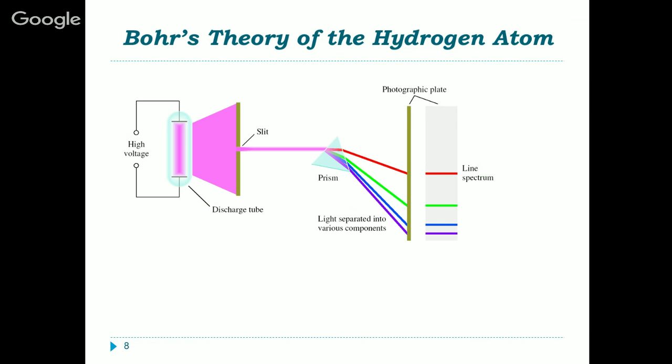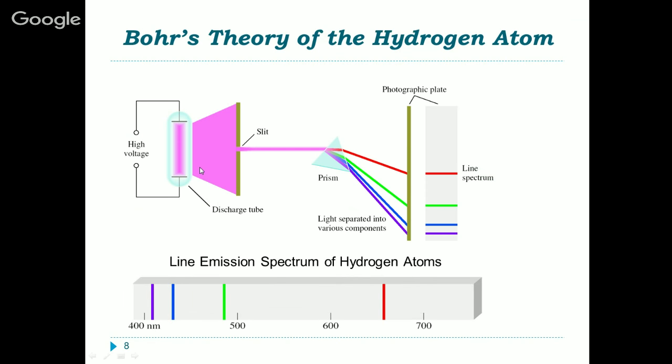Bohr continued on and studied the hydrogen atom. And what he discovered was that here we have a hydrogen discharge tube connected to a high voltage source. So we're shooting electrons through here. Now, we can focus this beam of light through a slit and then diffract it through a prism. And what he saw was that there was a specific line spectrum for hydrogen.